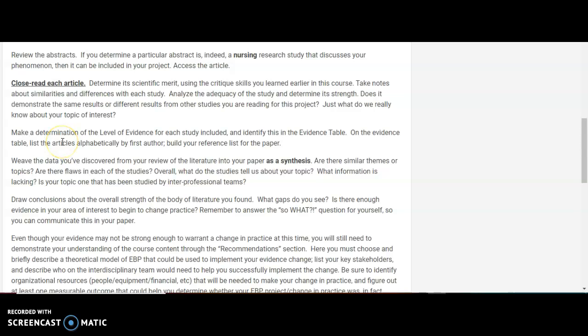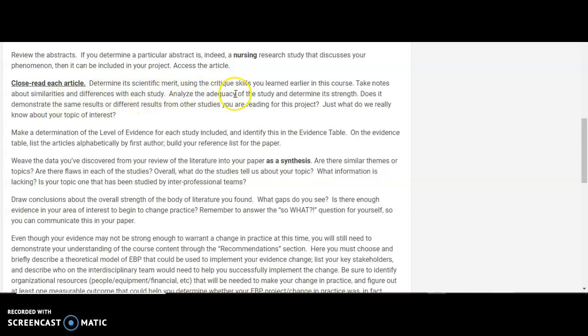Once you find these 4 articles, or a minimum of 4, you may have more than 4, then you want to do a close read of each article. As you're doing this close read, you are critiquing it. We practiced our critiquing skills earlier in this course, and you're going to use them again. And because you're going to be synthesizing your literature, and we're going to talk about that a little bit more, it's important that you take notes about similarities and differences with each study.